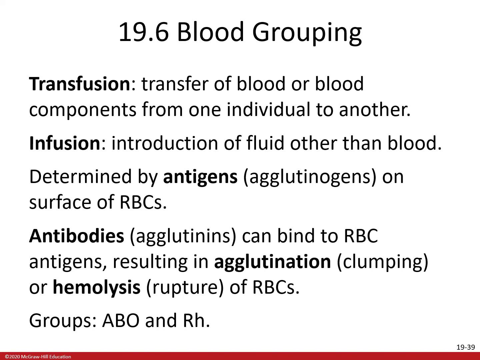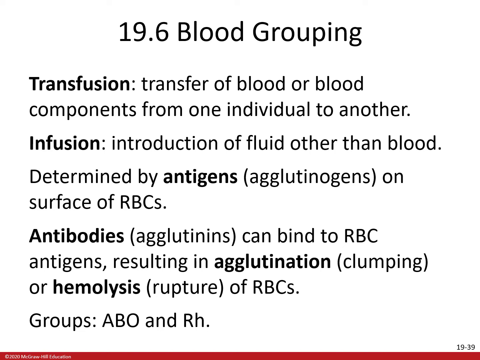And an infusion is going to be the introduction of fluid other than blood. So something other than blood is being put from one individual into another. So how this is going to happen is we need to determine the individual's antigens or agglutinogens. These are going to be structures on the surface of red blood cells, and they are going to need to match from the donor and the recipient.